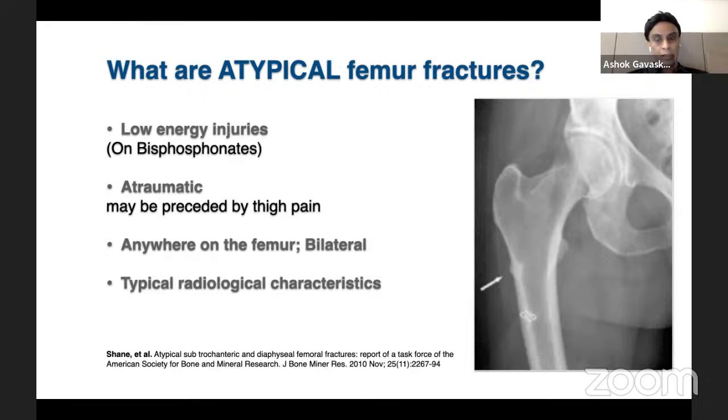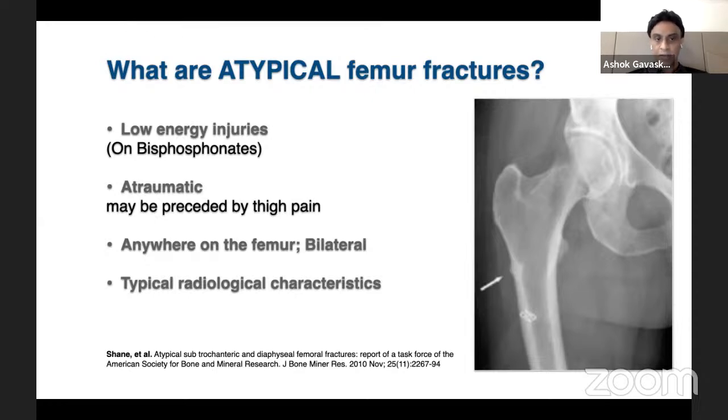And in these patients, there are also abnormalities seen in bone mineralization. So that is why you see thickened cortices on the lateral side. This creates stiffer bone, which is also more brittle. And if you look at the pathology of these fractures, they often start laterally and then propagate. And that is why patients most of the time have prodromal thigh pain. And more often than not, these fractures are atraumatic and/or might be preceded by a trivial trauma.